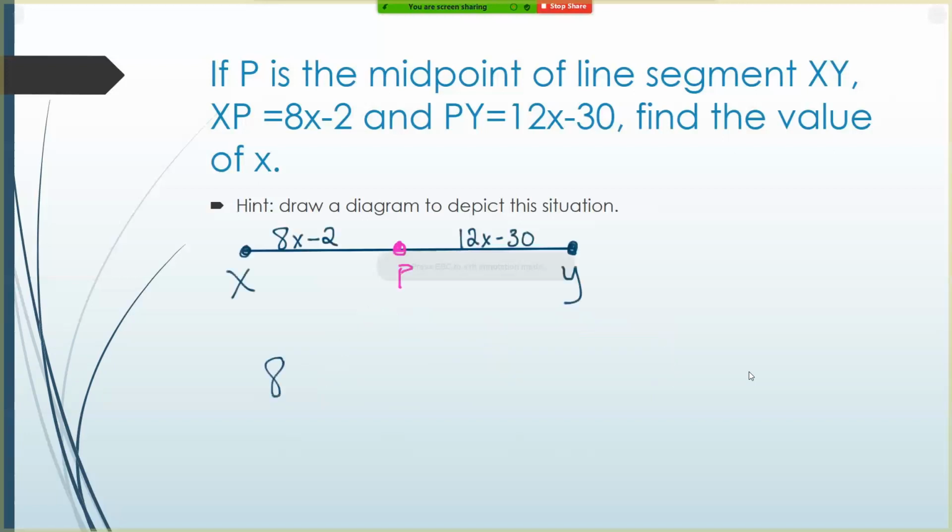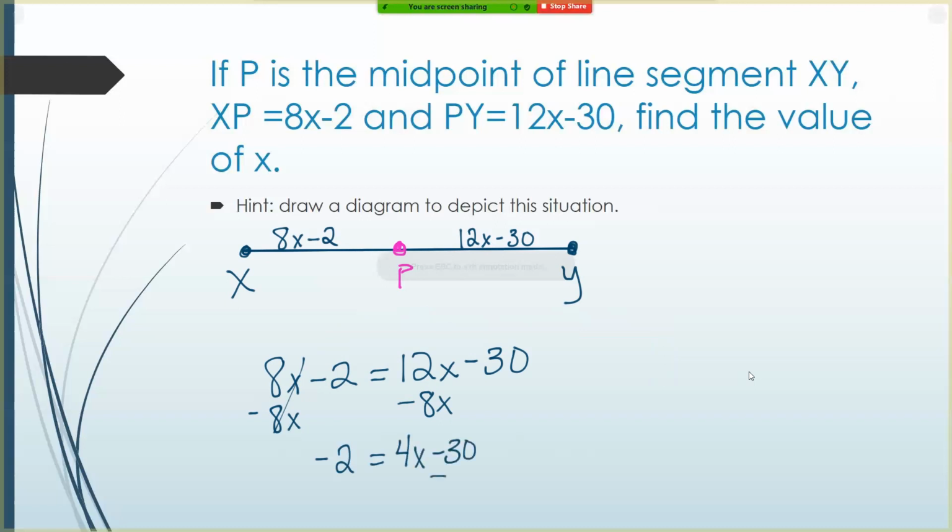So we're going to take the 8X minus 2, set it equal to 12X minus 30, and we just have an algebra problem to solve. If you're going to solve for X, there are lots of different ways you can do it. I would start off by subtracting 8X from both sides. So negative 2 equals 4X minus 30. I would add 30 to both sides.